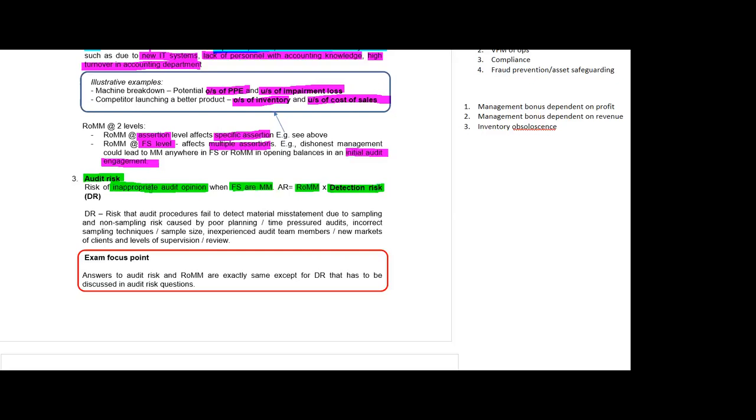So audit risk, the risk that the auditor expresses an inappropriate opinion when financial statements are materially misstated, could be either because the financial statements are materially misstated prior to audit, that is ROM, or due to detection risk. While ROM is entity specific, client specific, and the auditor cannot control or alter ROM, detection risk, I hope you would understand, is auditor specific. What is detection risk? It is the risk that audit procedures fail to detect material misstatement.